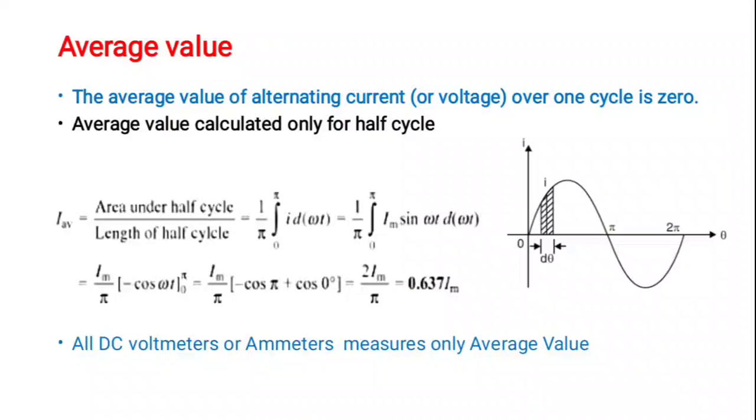Now let us discuss what you mean by the average value. The average value of an alternating quantity, that is the current or the voltage, over one cycle is always 0. So we'll see how the average value is calculated for one particular half cycle. I average is equal to the area under one particular half cycle divided by the length of the half cycle. The equation for that is 1 by pi, integral from 0 to pi of i d omega t, where i is equal to Im sin omega t.